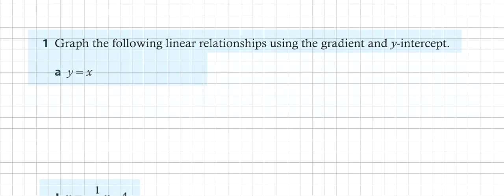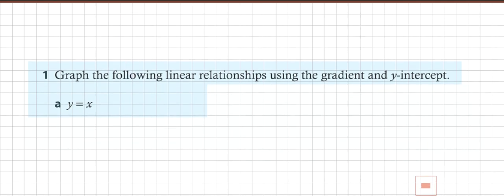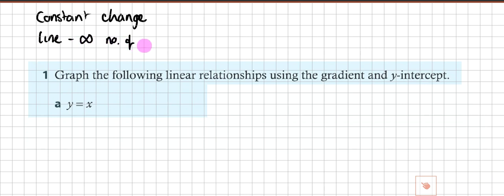Right, so we're going to graph our linear relationship, but before we get on with that, can you just remind me about linear relationships? Tell me anything you know. There's a constant change. Okay, so a line is an infinite number of ordered pairs, which is basically the x and the y value that are related.